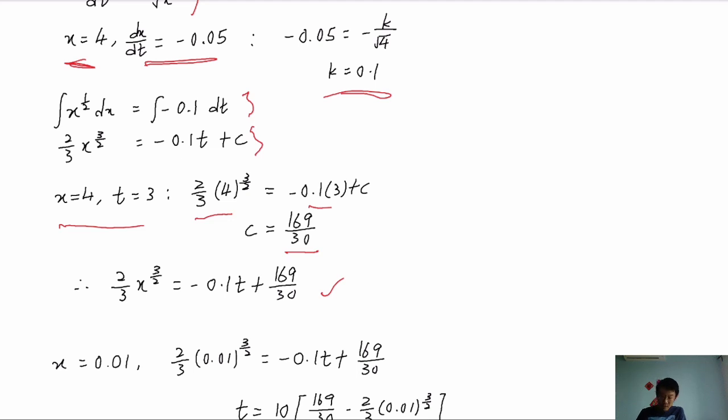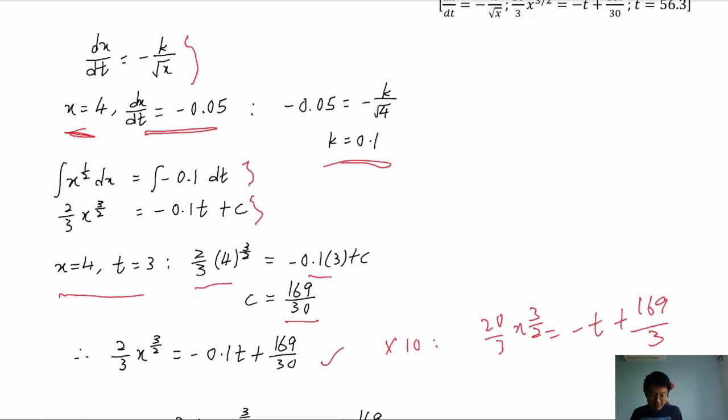You can also multiply this whole equation by 10, and you also get 20 over 3 x cubed, because for this case you can get t without the 0.1. This is another possible answer that you can express it in. Okay, 3 over 2. So any equivalent form will do.